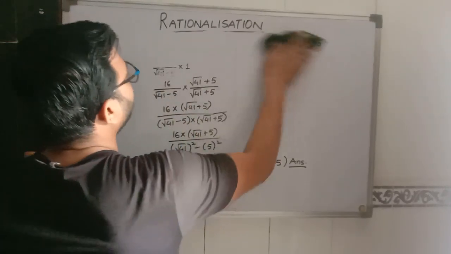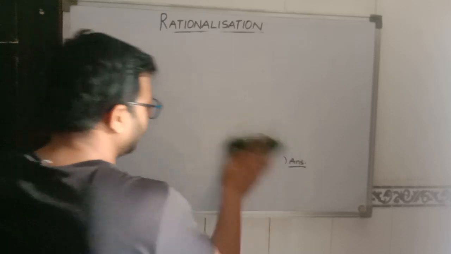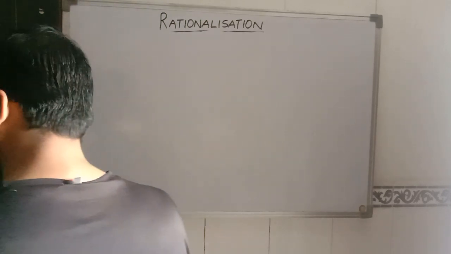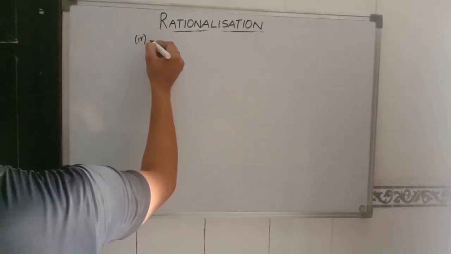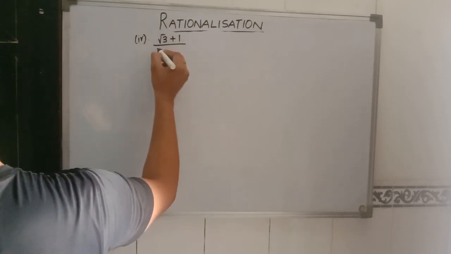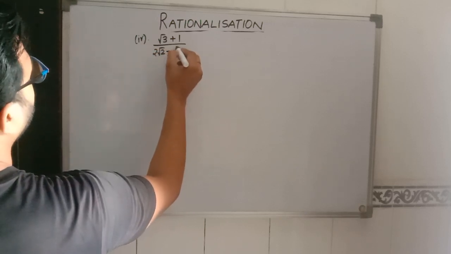So we are going to increase the difficulty level a little more now. The concept is the same, we only have to multiply and divide by the conjugate, but the difficulty level is changed a little. Now the next question is question number 4 in type 2. We are right now just talking about type 2. Root 3 plus 1 upon 2 root 2 minus root 3.